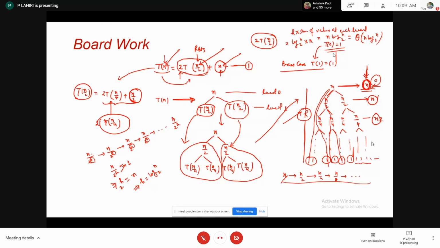First of all, represent it in the form of a tree. Expand the nodes, represent up to the last. Then calculate the sum of values at each level. Then calculate the total levels you have to traverse, which means you can easily find out the longest path.